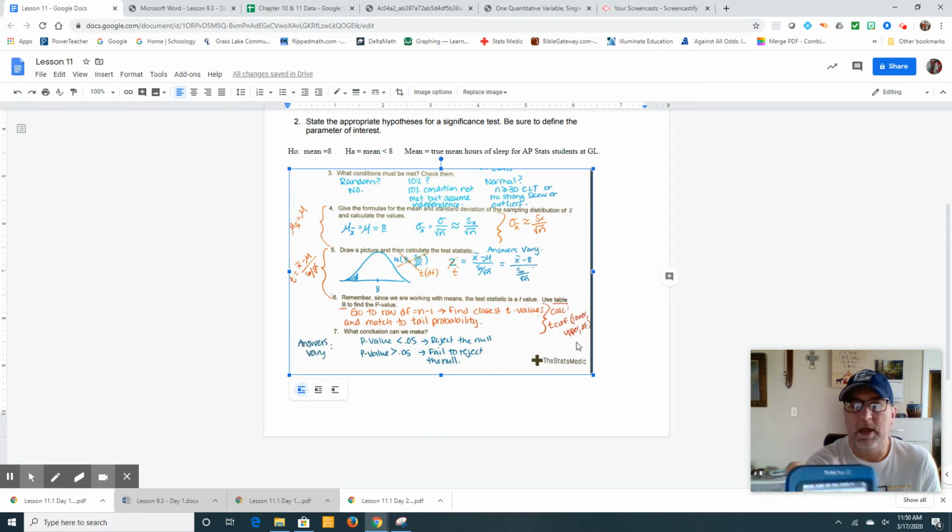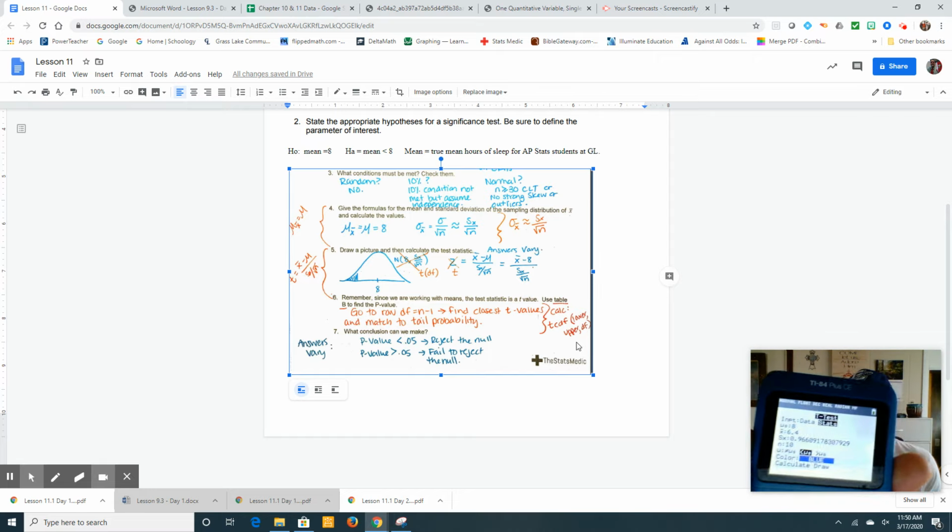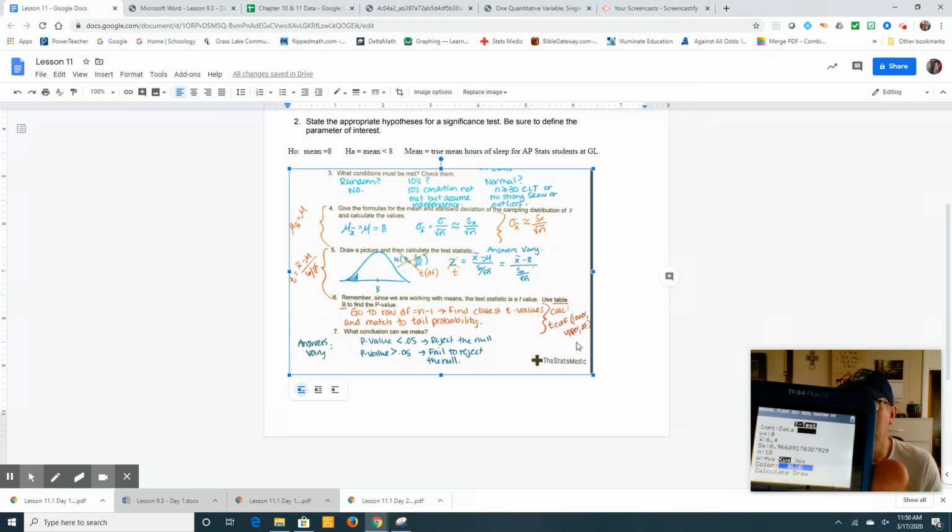I did put the data in my calculator so you can see what we've got here: our assumed mean was 8, and the mean that we got from our data is 6.4. There's our standard deviation, so I'm going to go down and calculate it. I got less than the mean.